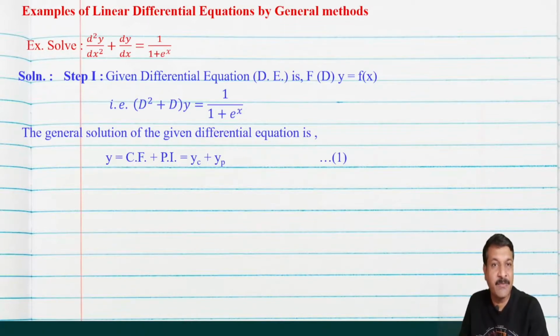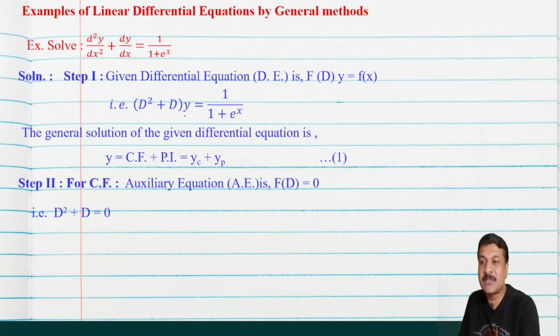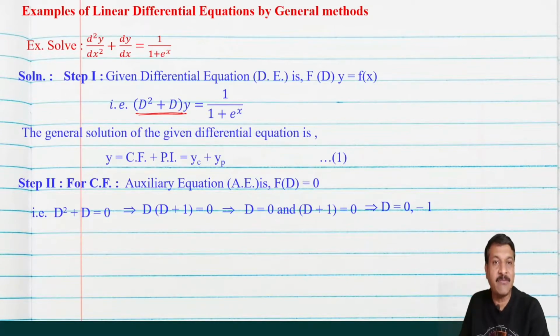Now one by one we have to find CF and PI. As we know, CF is found from the roots of f of d. So step number 2, for CF the auxiliary equation is f of d equal to 0. What is f of d here? The coefficient of y, that is d square plus d, equal to 0, and find the roots. So I can take d common: d into d plus 1 equal to 0, and I am getting d equal to 0 and d equal to minus 1.